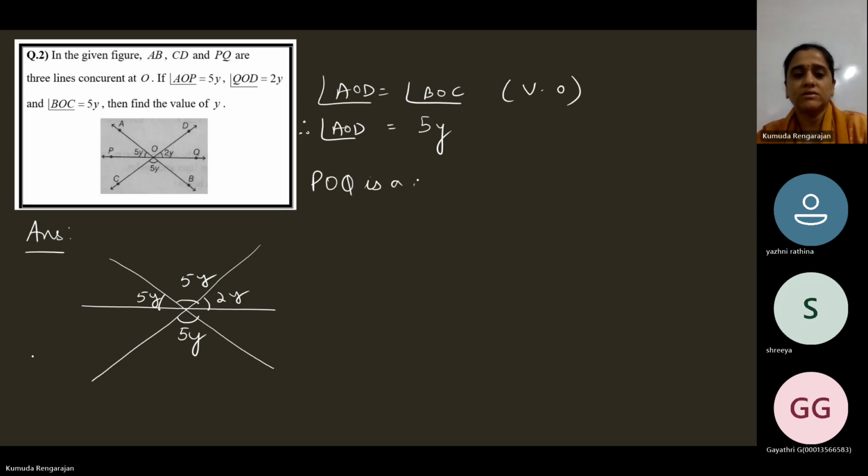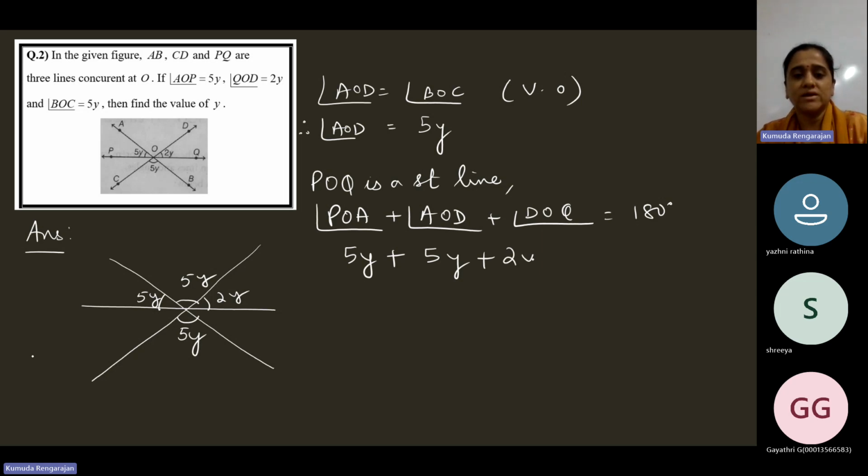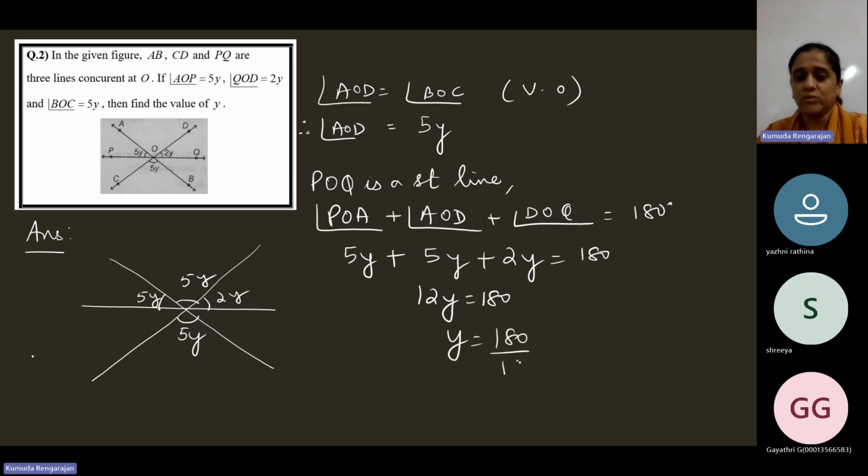Now POQ is a straight line. So angle POA plus angle AOD plus angle DOQ is equal to 180. POA is 5y. AOD we just found 5y, plus DOQ is 2y, is equal to 180. So 12y is equal to 180. y is equal to 180 by 12. y is equal to 15 degrees.